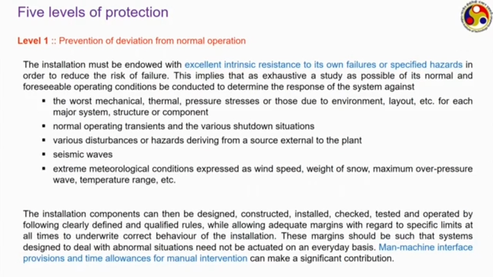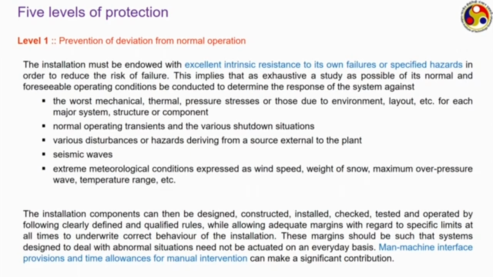The installation components can then be designed, constructed, installed, checked, tested and operated by following clearly defined quality rules, while allowing adequate margins with regard to specific limits at all times to ensure correct behavior of the installation. The margins are such that the systems designed to deal with abnormal situations need not be actuated on a day-to-day basis.